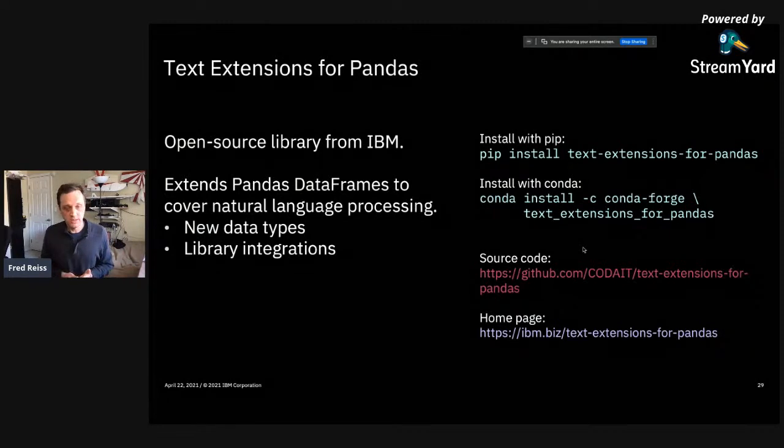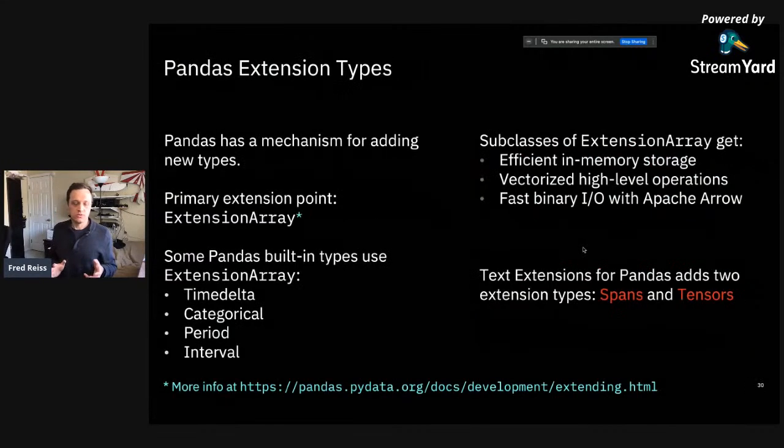So text extensions for Pandas is our library of extensions for Pandas data frames that made the use case I just showed you possible. And we'll dig in a bit more into the details of this now. I talked about the extension types we have in our text extensions for Pandas library. We add two particular extension types for covering spans and tensors. And the way that we do this is by leveraging the Pandas extension mechanism. This is something that was added to Pandas around version 0.24. Pandas has a mechanism for users, as well as for Pandas developers, to add new types to the Pandas data frame library. And the main extension point is a class called extension array.